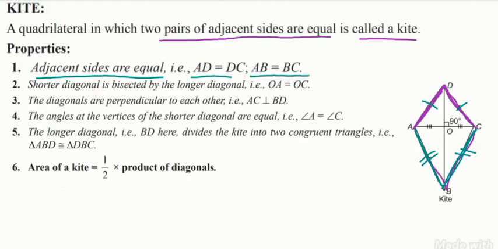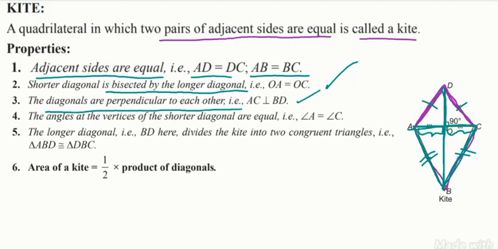Next one, the shorter diagonal is bisected by the longer diagonal. The shorter diagonal is AC and the longer diagonal is BD. So BD bisects AC, meaning AO is equal to CO, very important. And the diagonals are perpendicular to each other. AC and BD are perpendicular. Here the angle between the diagonals is 90 degrees.